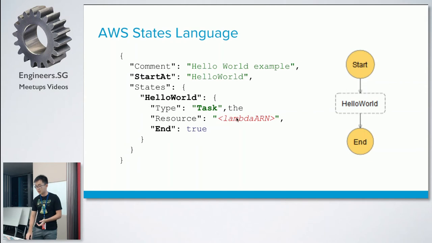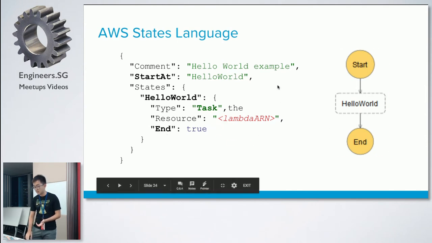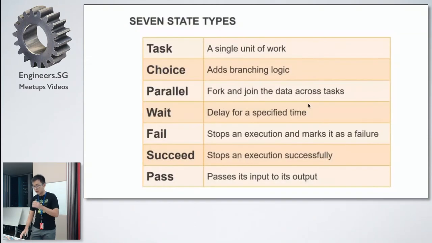So this points to a Lambda function. And we tell Step Functions that this is also our end state. And this JSON produces this state machine. There are many different types of nodes that you can use to define your state machines.